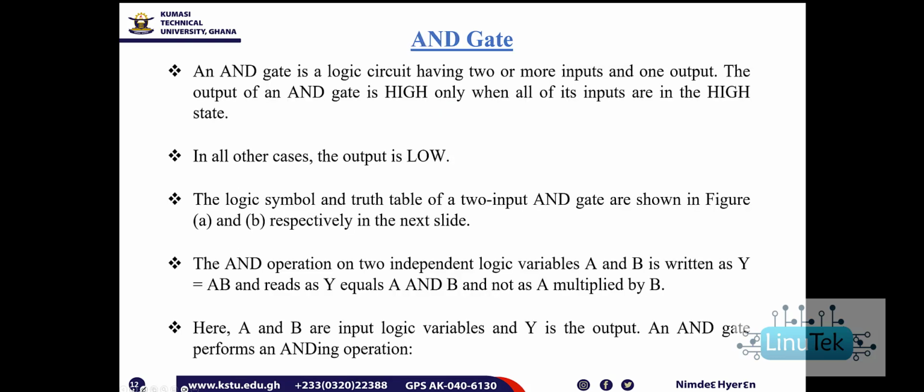Let's now look at an AND gate. It is also a logic gate with 2 inputs and 1 output. In this case, for an AND gate, the output is high only when all the inputs are high. So for any other combination of inputs, the output will always be what? Low.